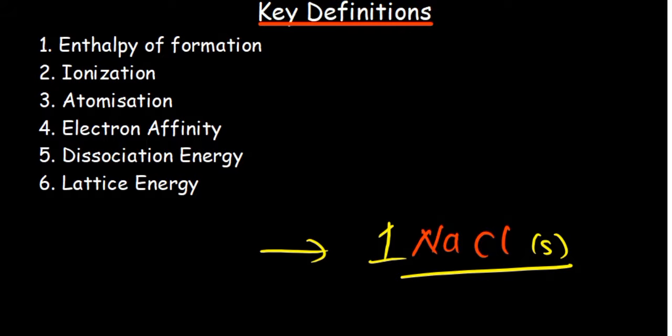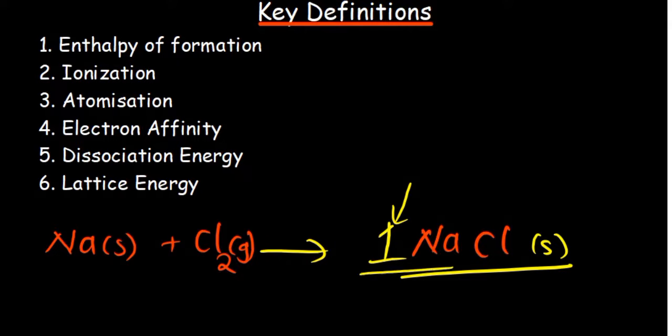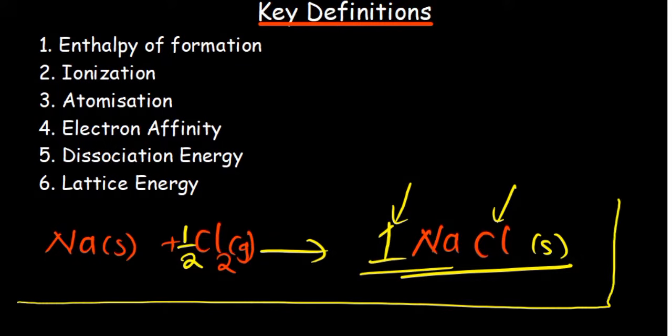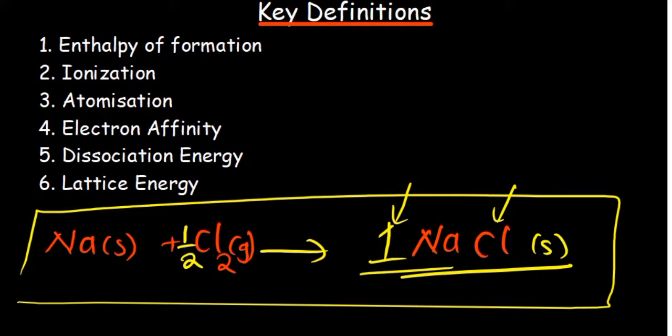In this case, we know that the constituent elements of sodium chloride are first of all sodium and then chlorine, which we know exists naturally as what? Diatomically, in gaseous state. So we need to make sure this is a single mole. Therefore, we cannot change anything on the right hand side, but we can change something on the left hand side to balance it out, because we have a single chlorine atom on our right, so we can put a half there. The energy associated with that is what we're calling the enthalpy of formation.